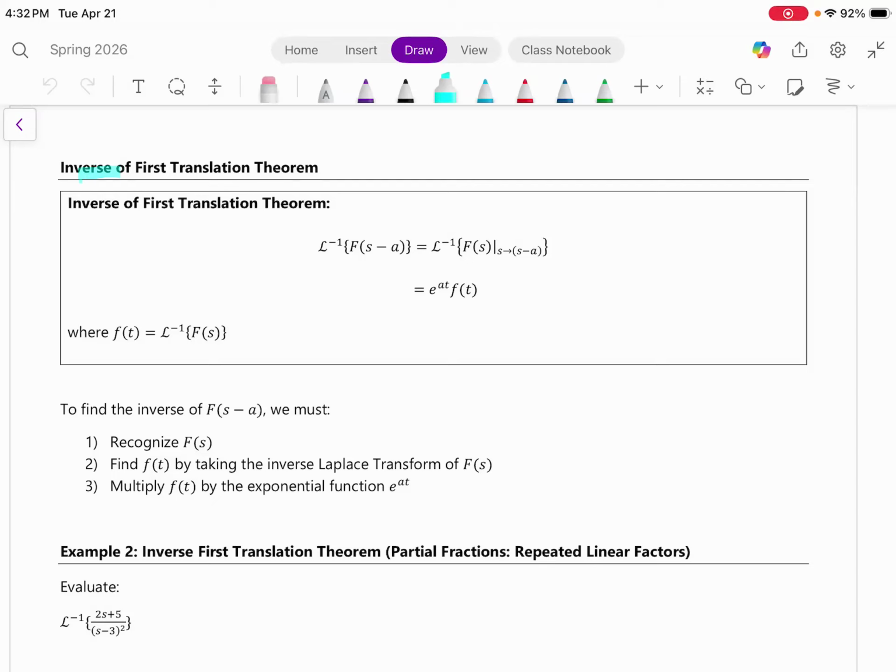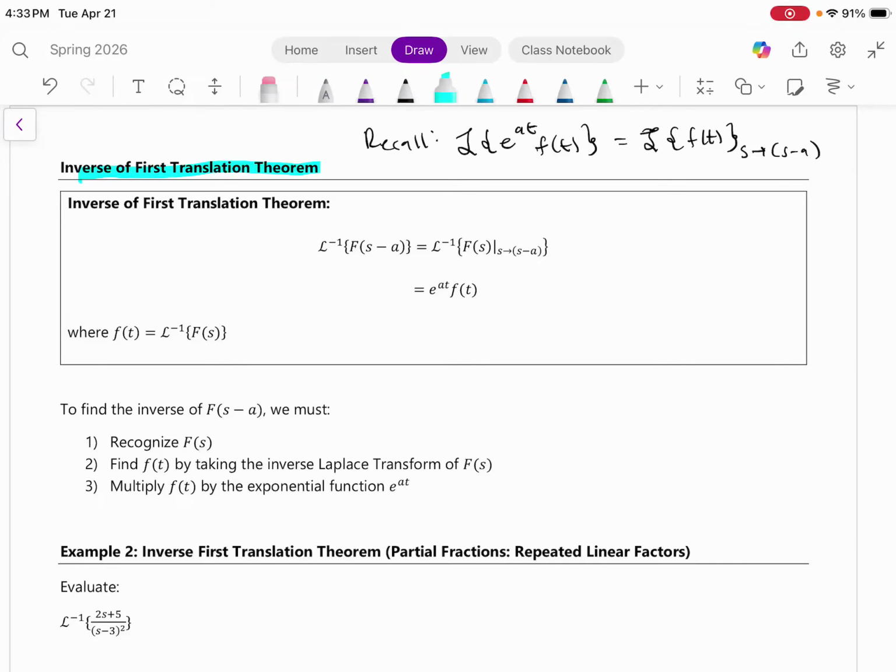the first translation theorem. So let's recall the first translation theorem that we learned in a previous video, and that is Laplace of an exponential multiple of f of t is just a Laplace of f of t, and s is shifting a units. So we want to use the inverse Laplace of this first translation theorem.